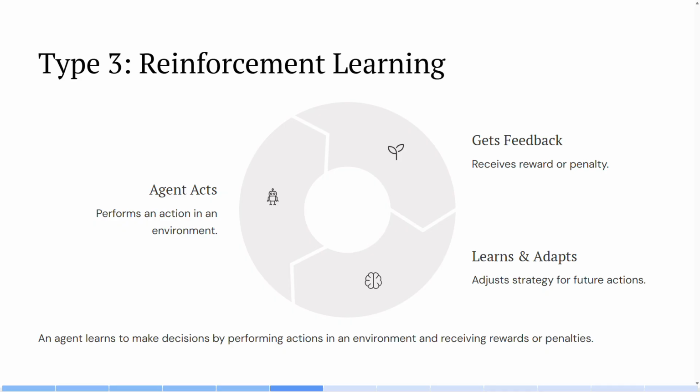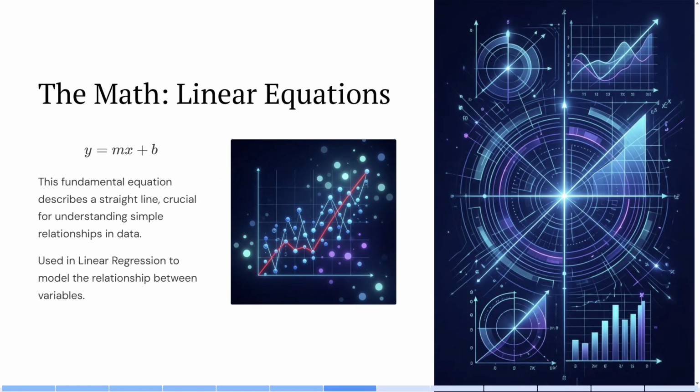Now, let's talk about the math, but don't worry, I'll keep it simple. Okay, let's start with linear equations. The simplest form is y = mx + b, or mx + c, however you have learned it in your childhood. This is just a line where m is the slope and b is where it crosses the y-axis. Linear regression uses this to find the line that best fits your data points. If you're predicting house prices based on size, you're essentially finding the best line through all your data points.